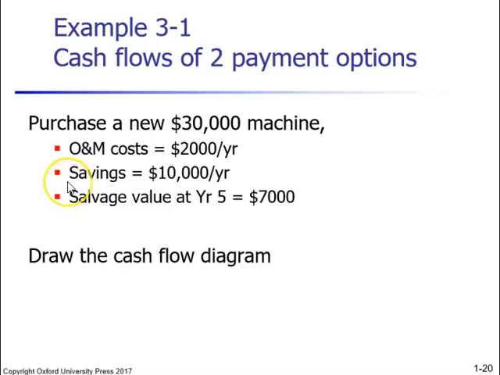So these are the terms that you are going to get used to. When it says savings, it means the money the machine brings you. Okay, so you have costs for the life of the machine. You have this savings, income, earnings, and also the salvage value at year 5. So draw the cash flow diagram. Stop the video, draw it before I show you the answer.